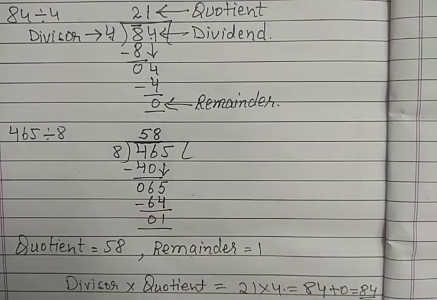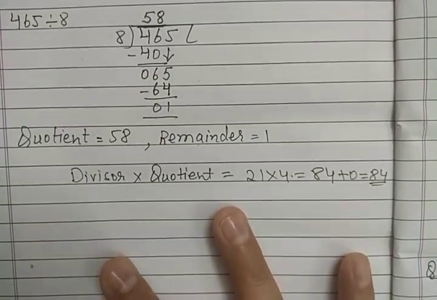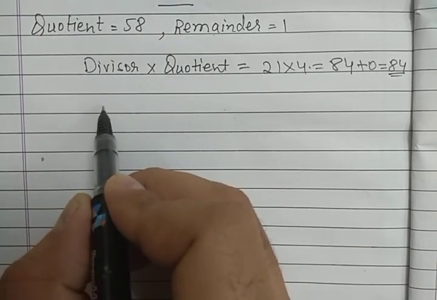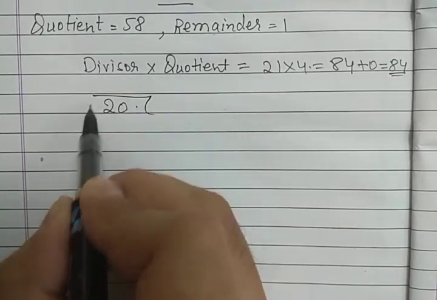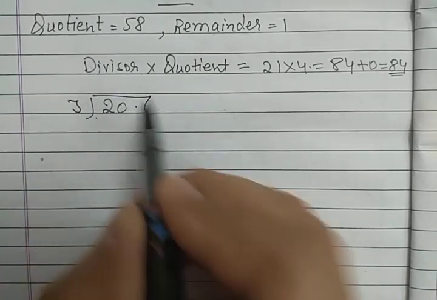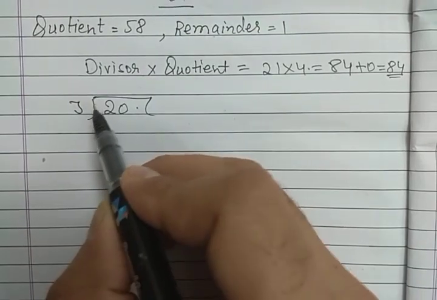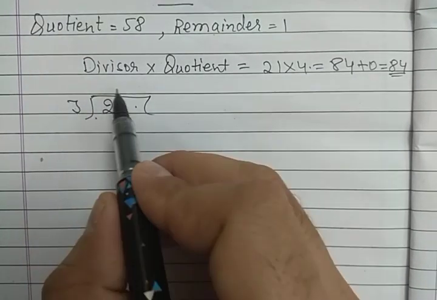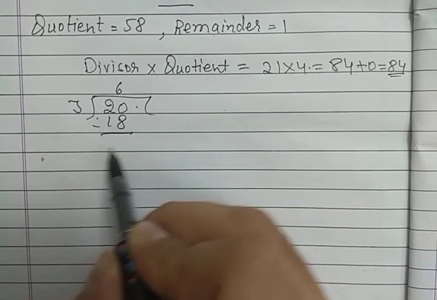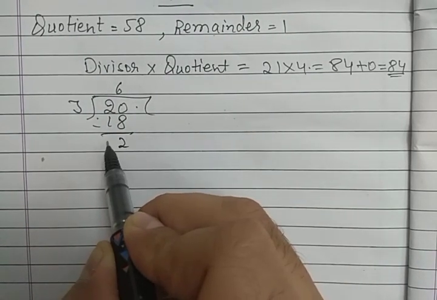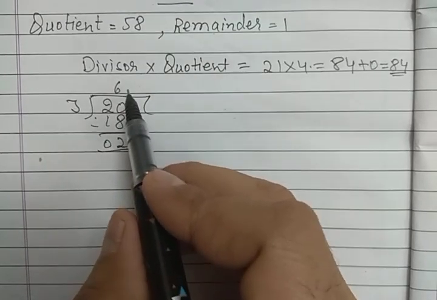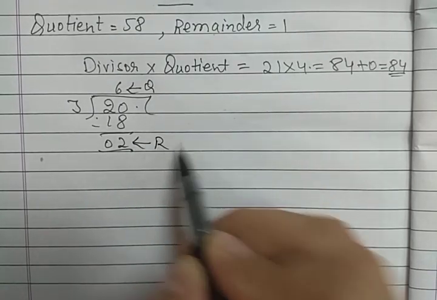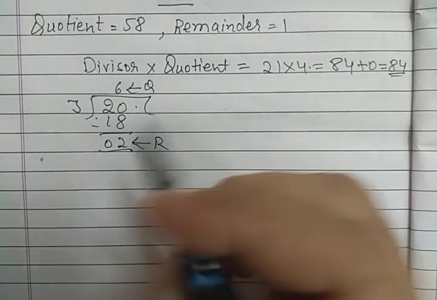But let us take one more example. We will divide another number. 20 divided by 3, as given in the book. So here the first digit is smaller than the divisor, so I have to take 2 digits. So 3 6s are 18. What will be left over here is 2. So here this is the quotient, this is remainder, this is dividend, and this is divisor.